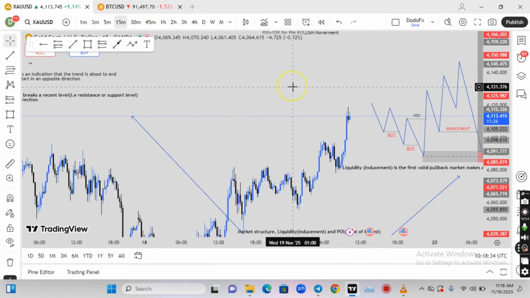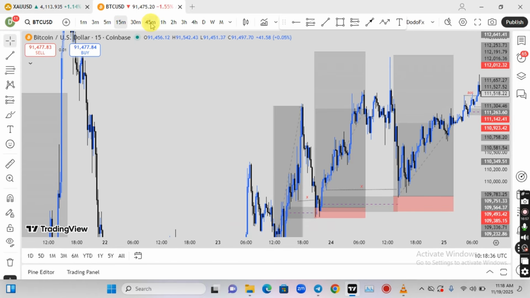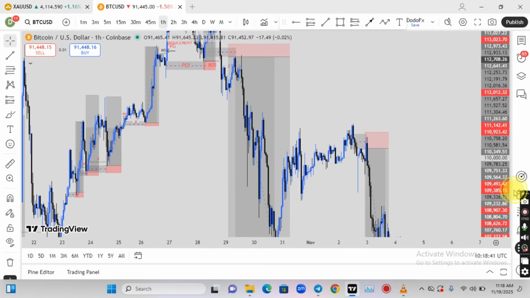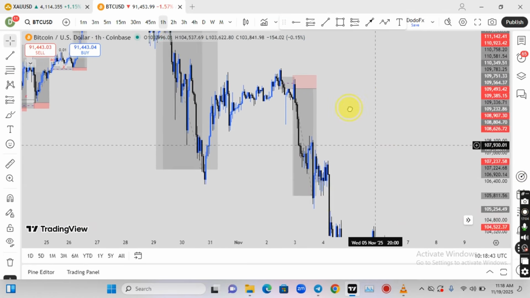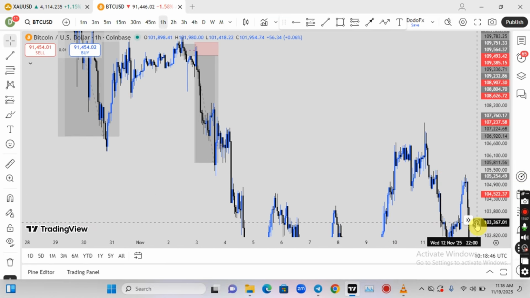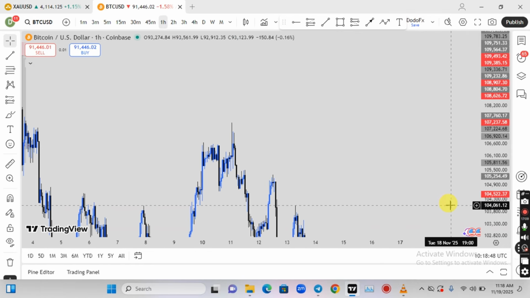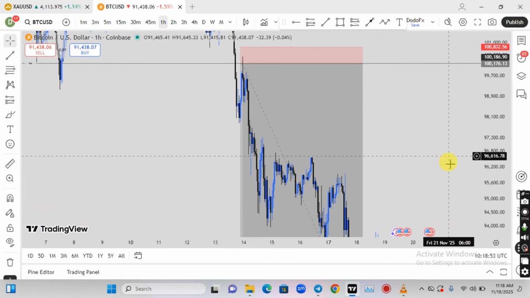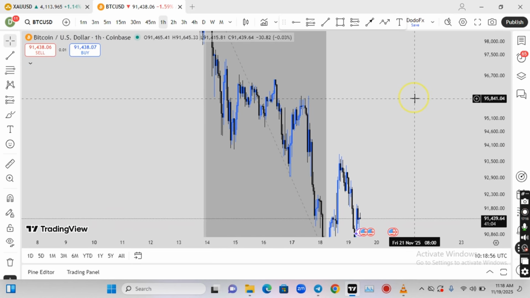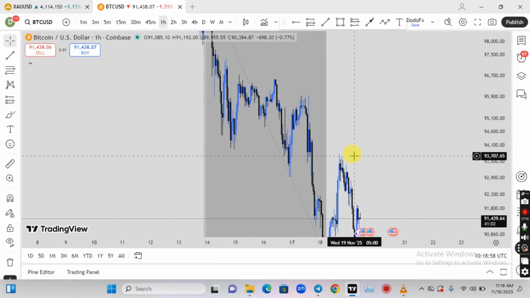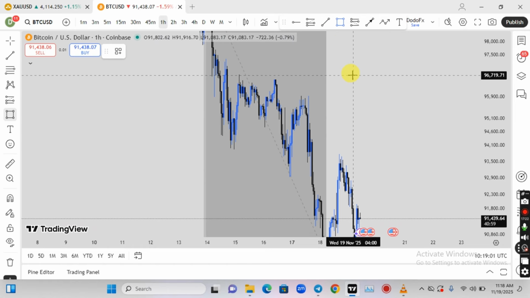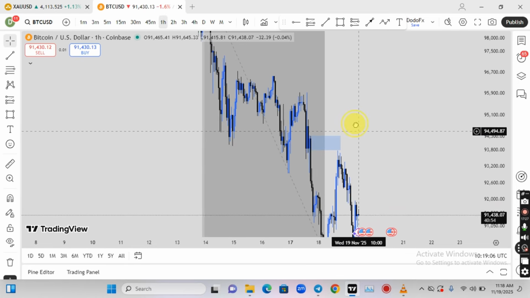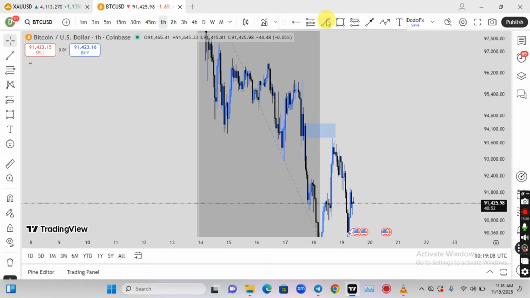I have something on BTC. Yes, I think it's on my 1 hour time frame. Is it BTC? Yeah, I think BTC. Yes, BTC has an order block zone here. Also, that's where price took entry from. Now it starts selling, and we have our liquidity here.